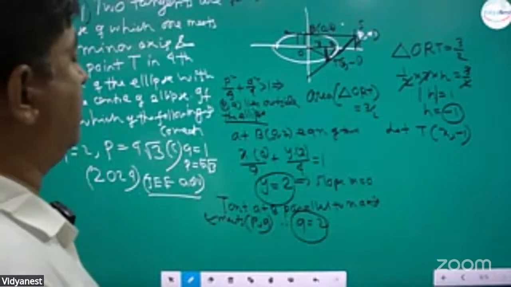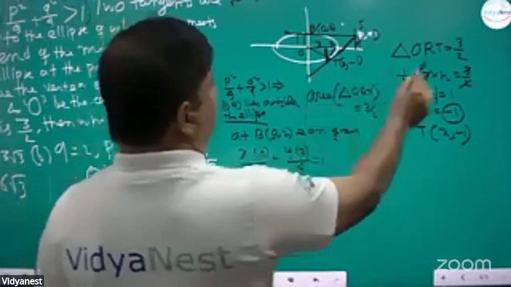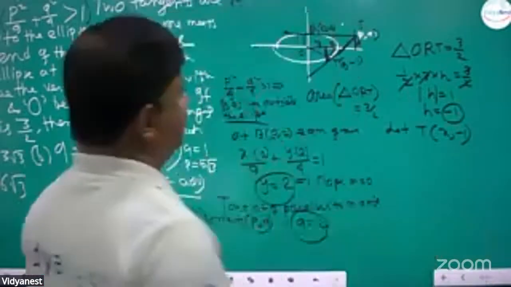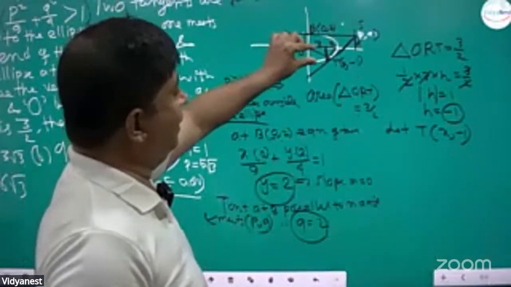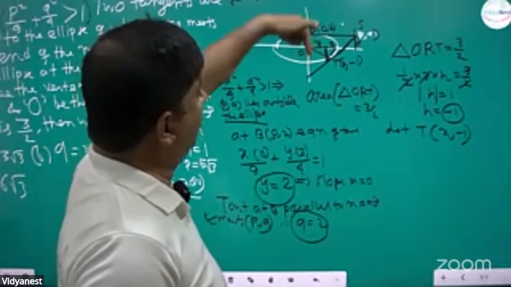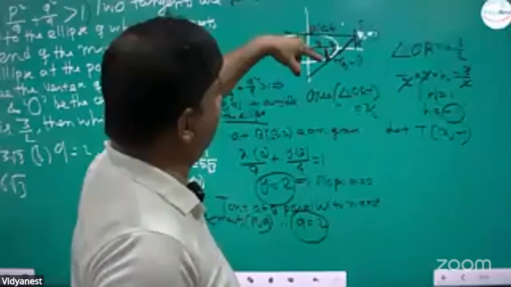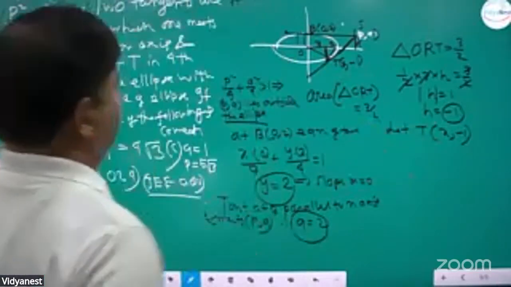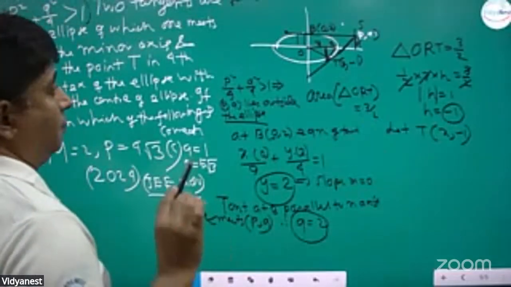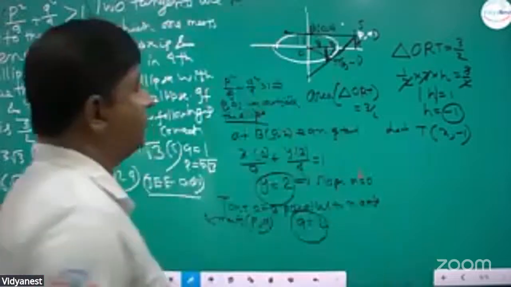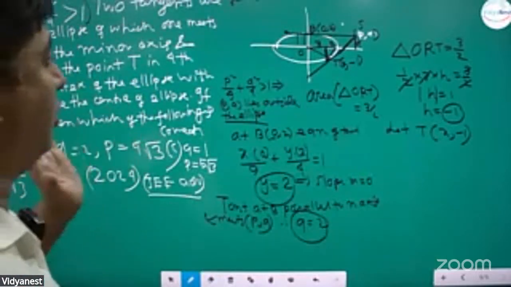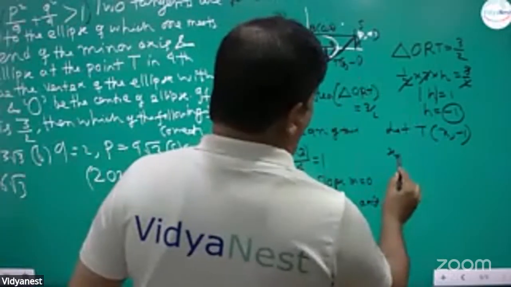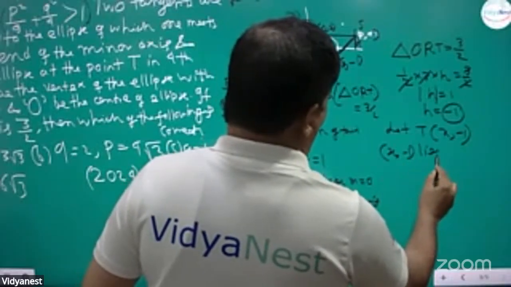So what we have done? Triangle ORT is given 3 by 2. That is half base into height. 3 by 2, 2 by 2 cancel. Magnitude of that height is 1. So it goes downwards, so the y component of that point is -1, and the x component is yet to be known. We are told to find it. But (x, -1) lies on the ellipse.